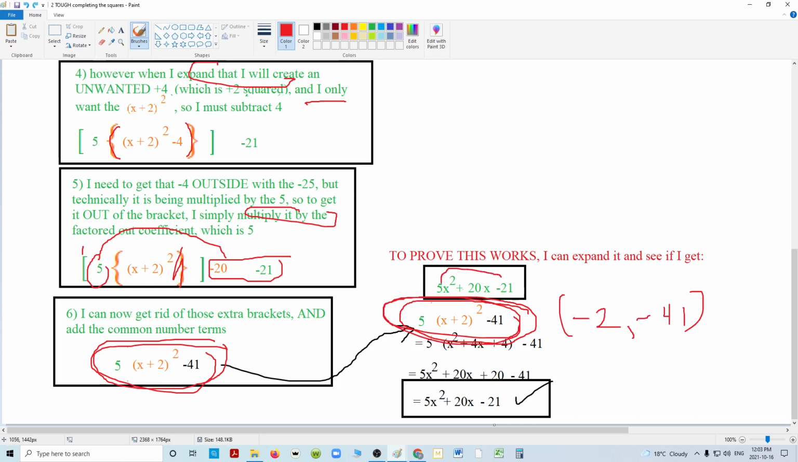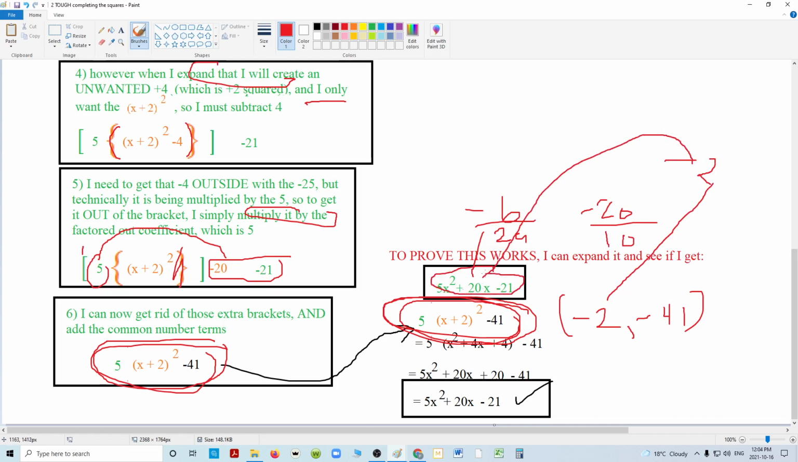Now there's actually a shortcut to figure out the vertex. You can figure out the x value of the vertex by taking the b value here, the 20, making it negative, and dividing it by 2a. What's the a value? It's this here. And that will work as well. So minus 20 divided by 2a, which is 10, becomes minus 2. And sure enough, that got me the x value, and then you can just plug the minus 2 into the formula to figure out the y value. That's also a faster method.